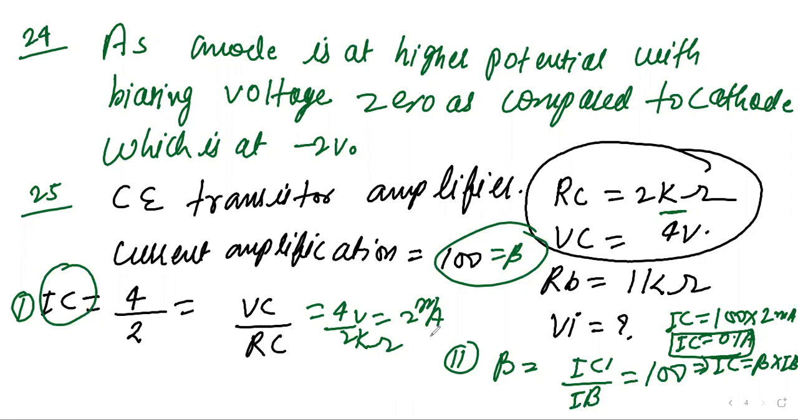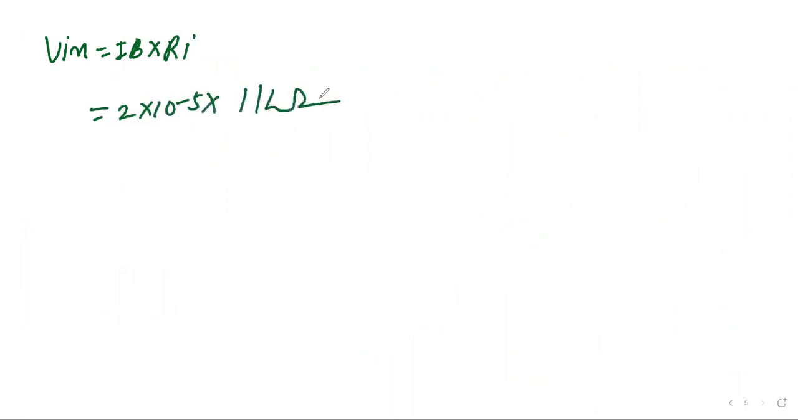So let's see now. Input voltage, we have to calculate IB into RB. So it is given by 2 into 10 raised to minus 5 into 1 kilo ohm. So it is 20 millivolt. So write it down up to this point.